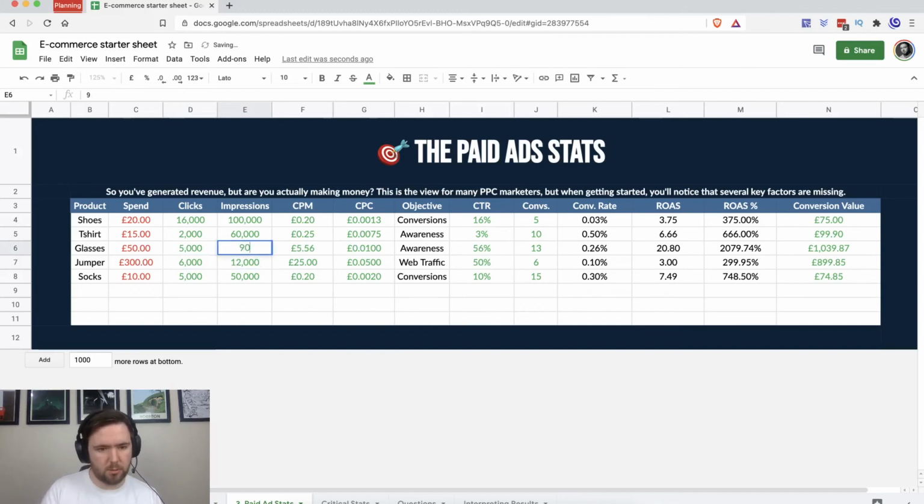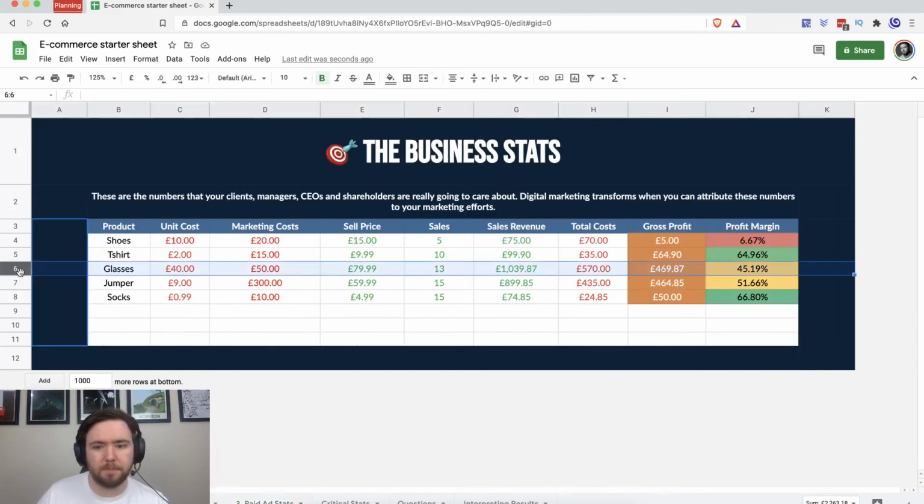So 90,000. So I look at this and I think glasses, we've got almost 2,079% return on ad spend. Wow, that's amazing. That's brilliant. Excellent. Whoa. But let's then flip back over to glasses.